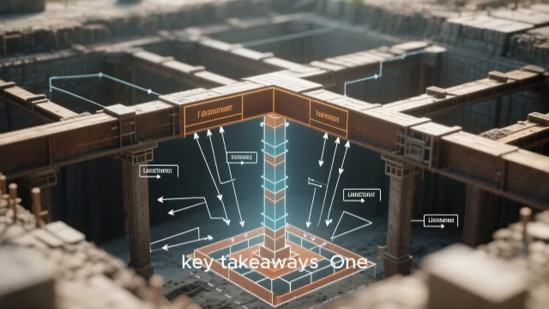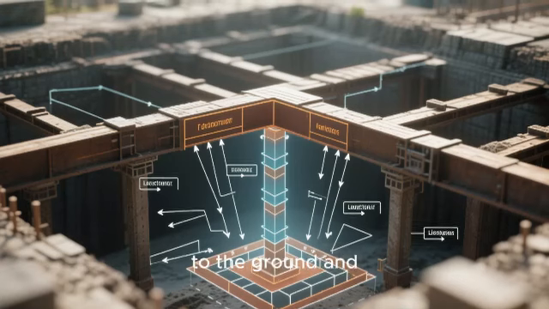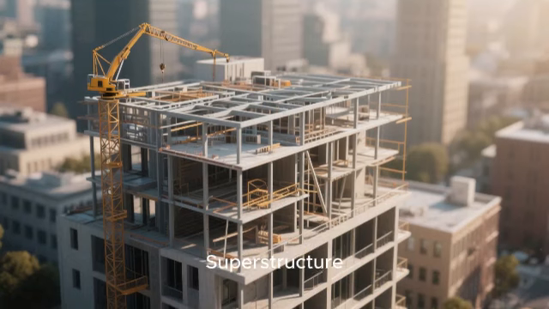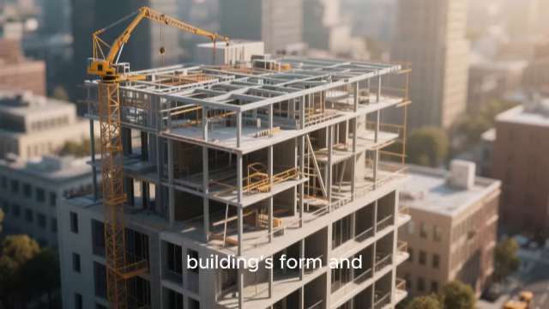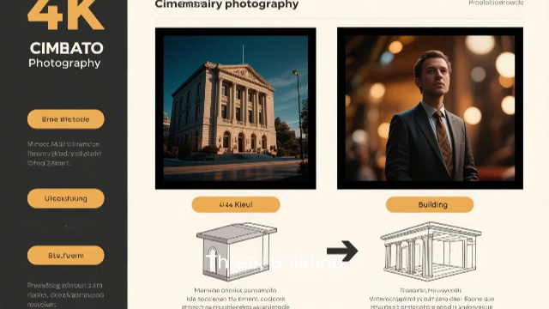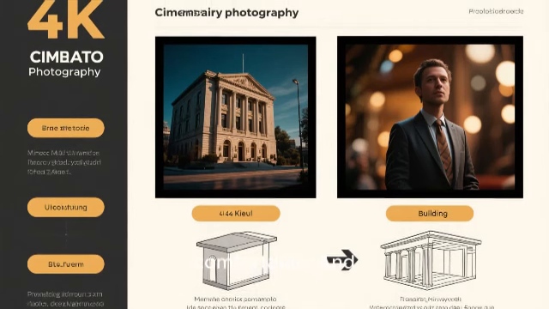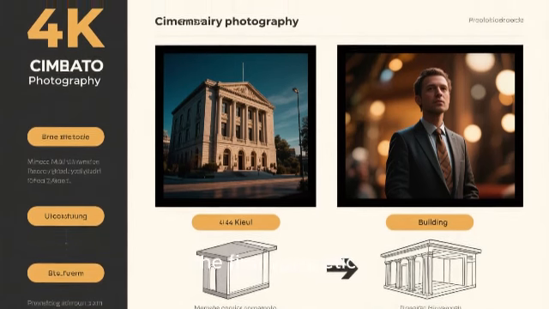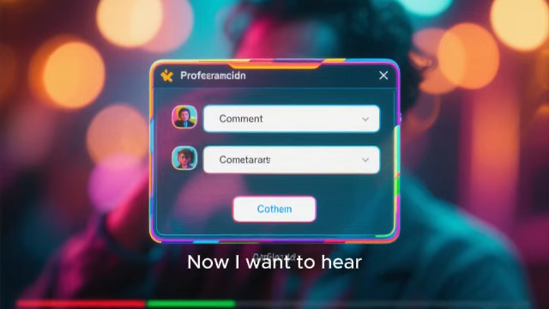To summarize the key takeaways: 1. The substructure, or foundation, transfers all loads to the ground and is the most critical for stability. 2. The superstructure, floors, walls, and roof, creates the building's form and usable space. 3. Building services, MEP, make a building functional and comfortable. And 4. Finishes and interiors provide the final aesthetic, durability, and usability.